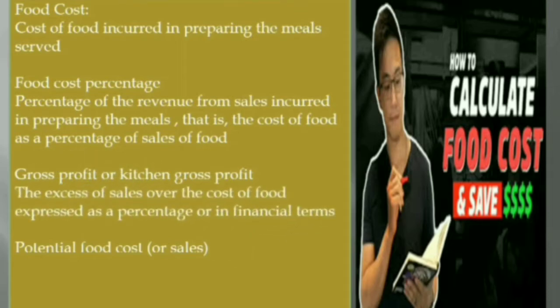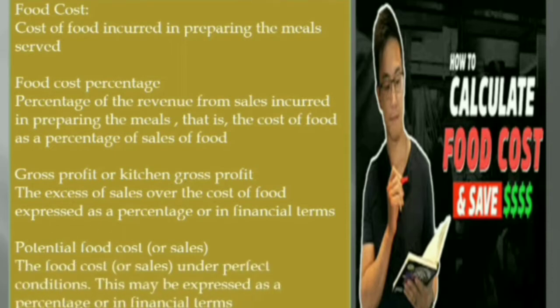Gross profit, or kitchen gross profit, is the excess of sales over the cost of food, expressed as a percentage or in financial terms. Potential food cost or sales is the cost, food cost or sales under perfect conditions, and this may be expressed as a percentage or in financial terms.